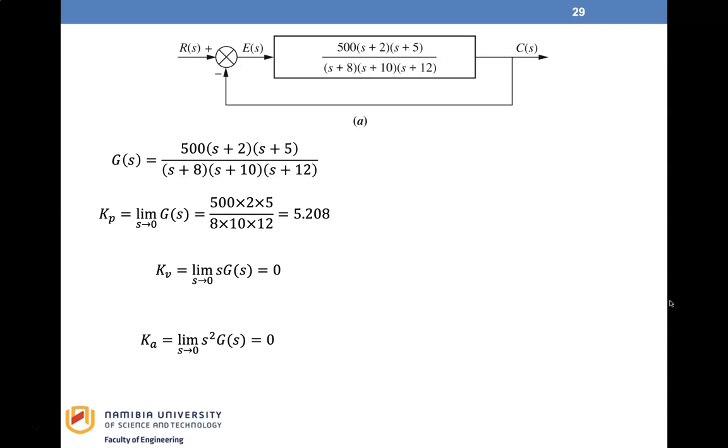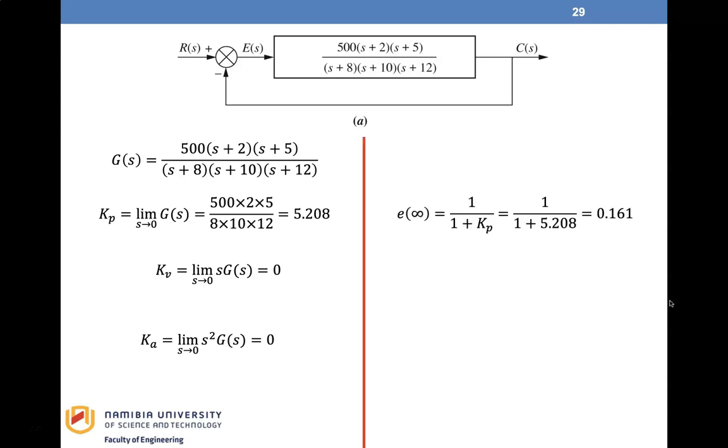Therefore, the steady state errors are 0.161 for step input, which is a finite error, and infinite error for both ramp and parabolic inputs. Let us consider another example.